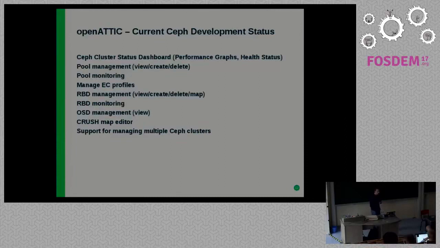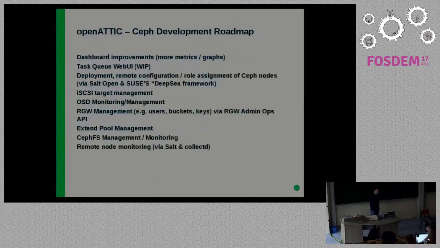You can take a look at the Ceph CRUSH map, which is basically the algorithm that determines how data is distributed in your cluster, what kind of redundancy you have configured, and how the data should be distributed among the various availability levels, so to say. And we also want to make it possible that you can manage multiple Ceph clusters within one openATTIC instance. So let's say you have a production Ceph cluster and a staging or a testing Ceph cluster. You can use one tool to manage them both.